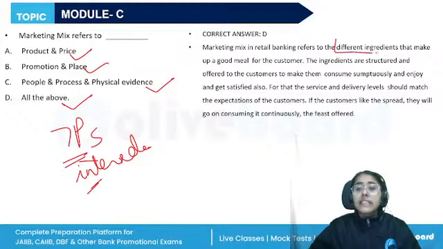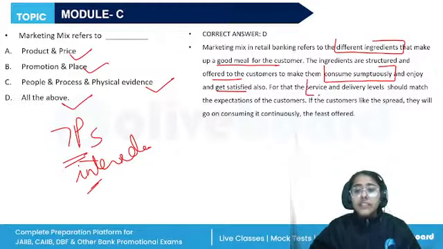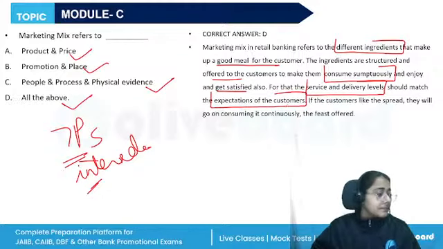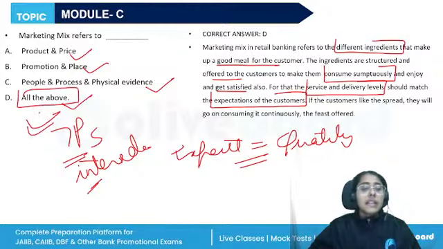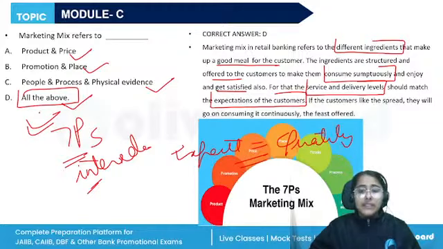It refers to the different ingredients that make up a good meal for the customer. These are structured and offered to the customers to make them consume sumptuously and enjoy and get satisfied also. So the service and delivery levels should match the expectations of the customers, right? So when the customers' expectations are met by the service quality, then the customer will be satisfied. So the correct answer is option D. These are the 7 P's of marketing mix. Yes, right, given over here.